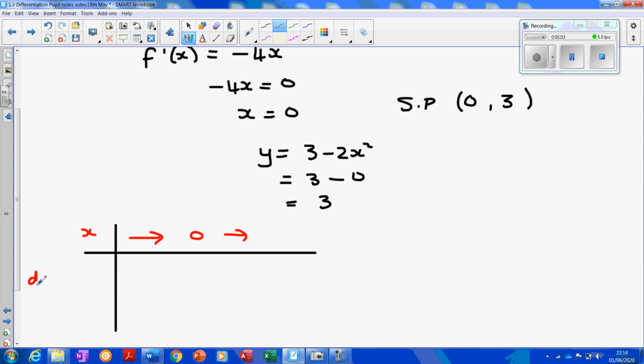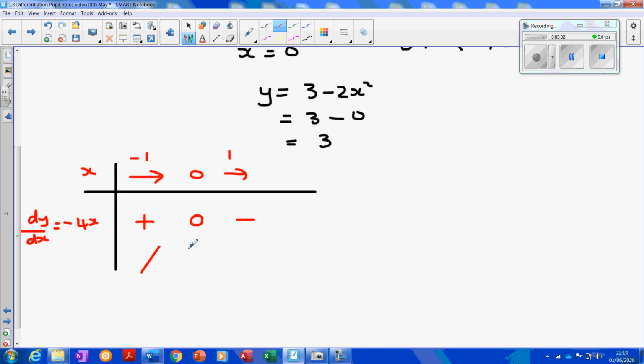And dy by dx, the formula for dy by dx is minus 4 times x. Right, so I want to know what's happening before this x equal to 0, so pick minus 1. I want to know what's happening after it, pick x equal to 1. Right, so stationary points, we know the derivative is 0. So when x is minus 1, I'll get minus 4 times minus 1 is plus 4, so it's plus. When x is 1, minus 4 times 1 is minus 4, it's negative. So positive slopes uphill, 0 is across, and negative is downhill. So I've got a maximum turning point, and that maximum turning point was at the point 0, 3.